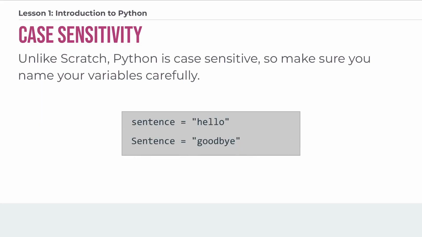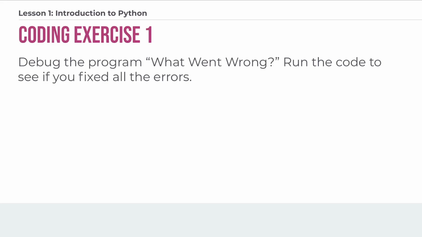like numbers. Okay, so that is today's lesson, and at this point you should be ready to move on to trying the coding exercise number 1. Coding exercise number 1 is going to ask you to take all the things you just learned about Python syntax and use those skills to debug this program called What Went Wrong. The way that you check if you've debugged the code is you're going to run the code to see if you fixed all the errors. If it runs successfully, then you have fixed the code and you can turn that in.